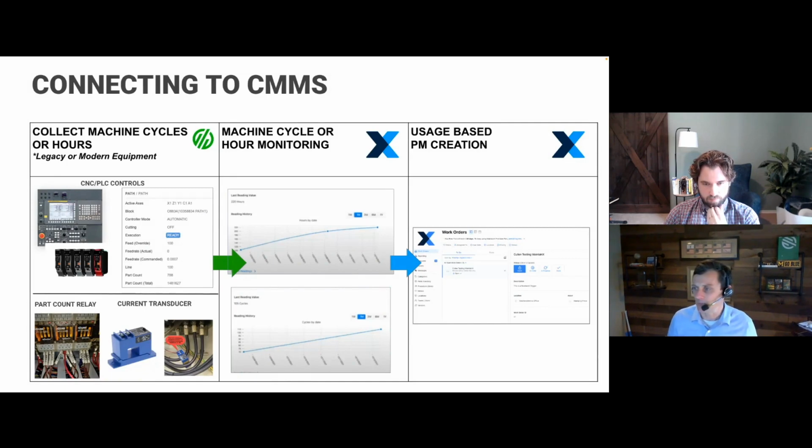It's super effective at collecting that historically over time, and then making business decisions off of it, such as what is an appropriate time for me to change out the oil or the fluid, or being aware of a potentially catastrophic failure on a spindle, as an example.